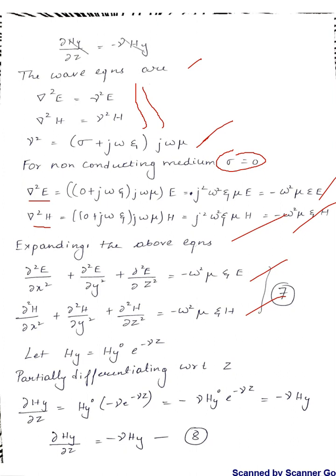So this is what we have seen in this video. We will be continuing, assuming Hy is equal to Hy naught e power minus gamma z, in the next coming video.